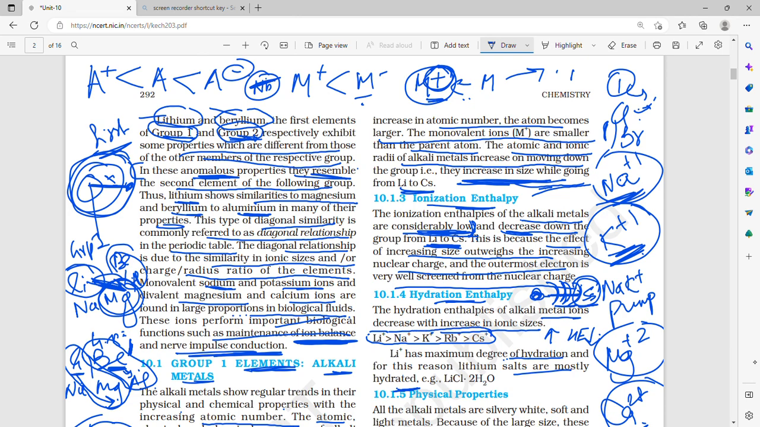You have to remember that the hydration enthalpy of alkali metals decreases with the increase in ionic size. So as the ionic size increases, the hydration enthalpy decreases. So from lithium to cesium, lithium is going to have the highest hydration enthalpy and cesium is going to have the lowest. Lithium has maximum degree of hydration, and for this reason lithium salts are mostly hydrated, for example LiCl·2H2O.